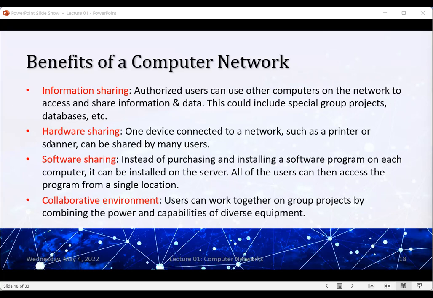Second one is hardware sharing. Now let's say we have a printer. In our department, we have 5 computers, but we have only one printer. Now the printer can be shared by other devices.